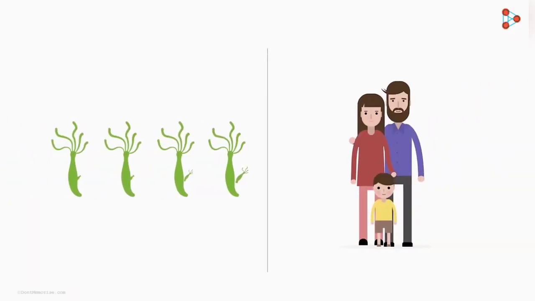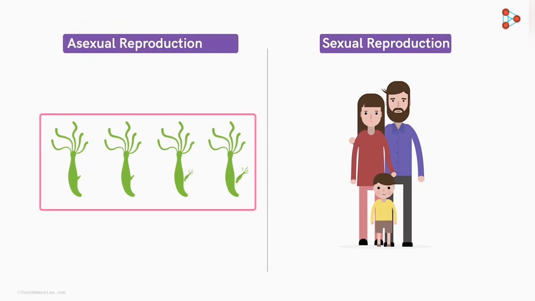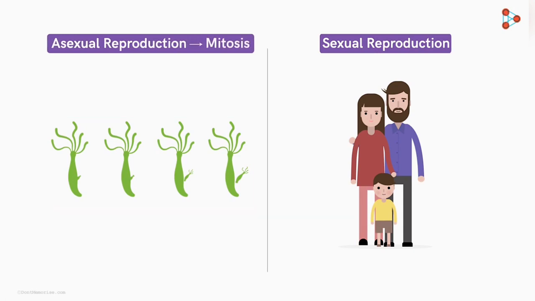All organisms add new individuals to their population by the process of reproduction. This can be done by either of two methods, that is, asexual or sexual mode. Asexual reproduction is the preferred style of lower organisms and is performed by mitosis. And how do sexually reproducing organisms increase their population? That's the right answer.